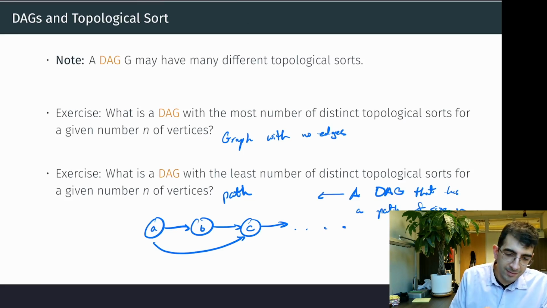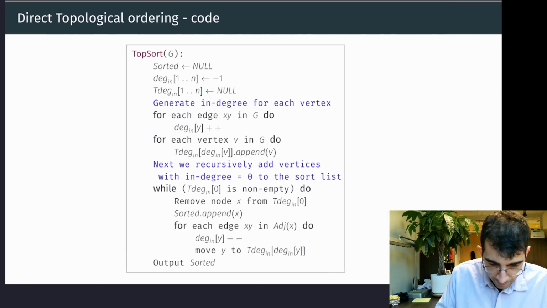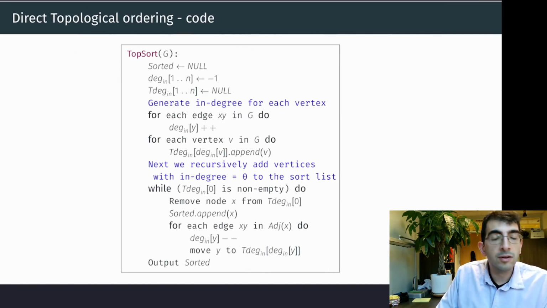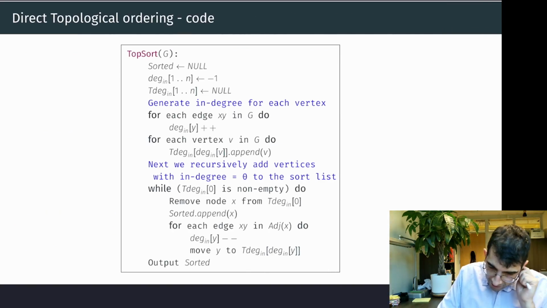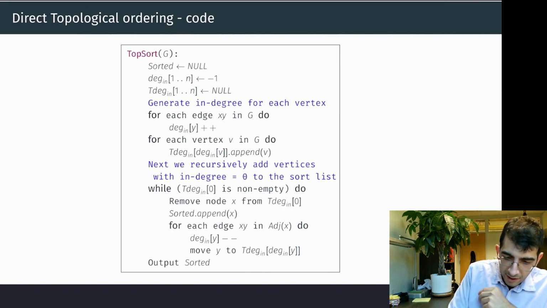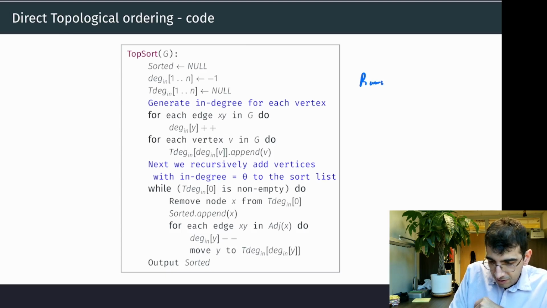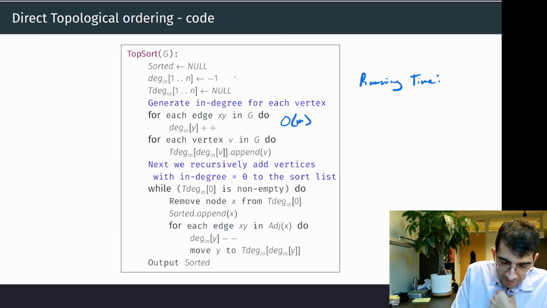All right. Okay. So this is the code for literally what we just did. How long does this take? What is the running time? That's always a good question to ask ourselves. And so for each edge, this takes O of m time, and this takes O of n time. For each vertex, O of n time.